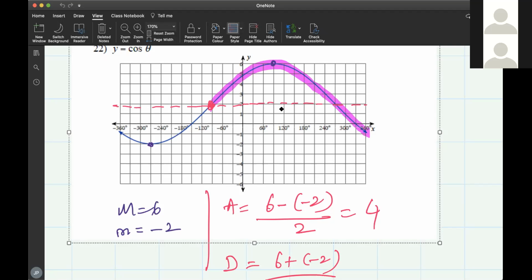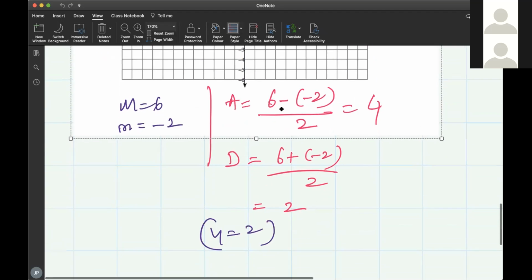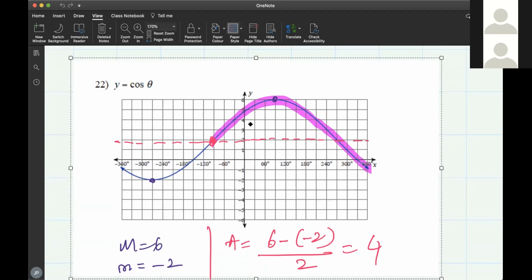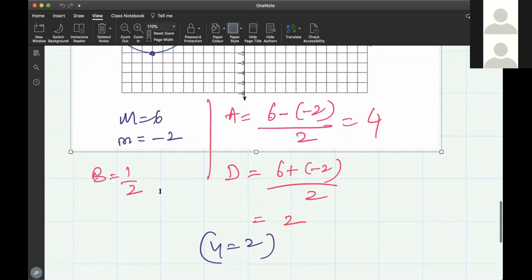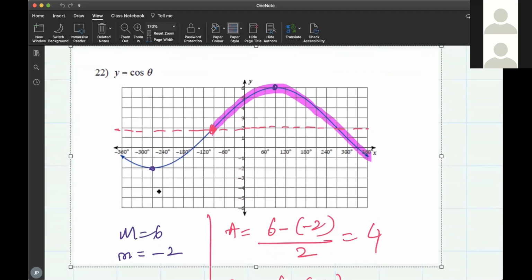That means in one cycle of 360 degrees, B is only half. So B is half because there's one complete wave from -360 to 360. That means you'll have only half of it from 0 to 360. And now to find the phase shift, since we already started with sine, let's do sine first. You mark where sine is starting and draw that line to hit the center line. How much has it shifted and where has it shifted? It has shifted to the left.